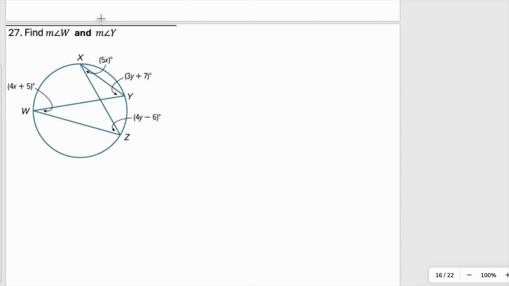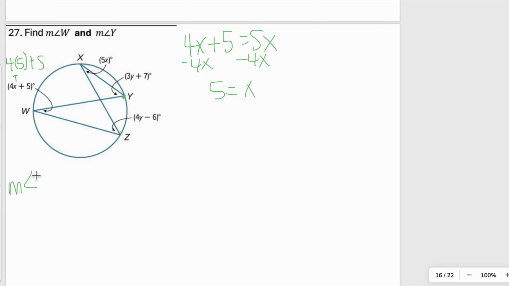27, kind of similar process here, except you have two different things to find. Angle W is here, and if you notice, angle W and angle X are equal because they're intercepting the same arc. So I'm going to start with angle X. Or angle W, 4x plus 5 is equal to 5x, minusing 4x from both sides. I get x is equal to 5. So plugging in a 5 here, 4 times 5 plus 5 is 25. So the measure of angle W is equal to 25 degrees.